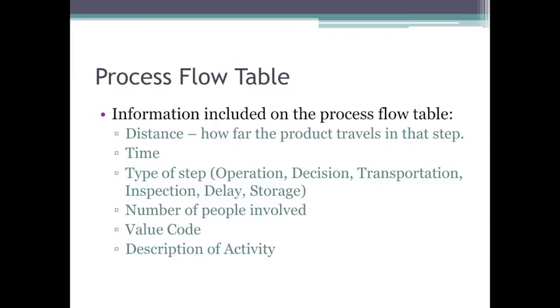Number of people involved, and a couple of other things, most notably this thing called a value code. Now that value code, that'll become important for when it comes time for improving the process and specifically dealing with the value with this process. We also give a description of the activity where we basically say what's going on. All of this information needs to be put in a process flow table so that we have this list as to what's there, when, why, who, what, when, where, why, and how, if you will.